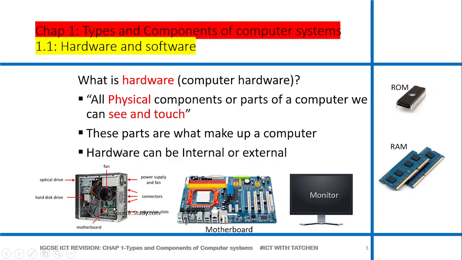Also, you need to know that hardware can be internal or external. So all of what we have here are hardware. This is a system unit. Within the system unit, that is where you find your internal hardware. Outside of the system unit, you have external hardware.